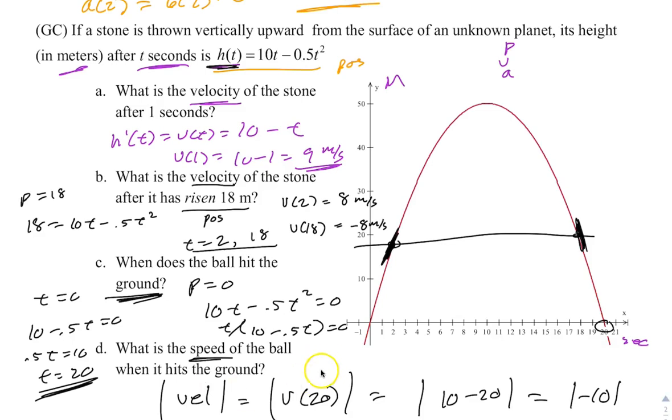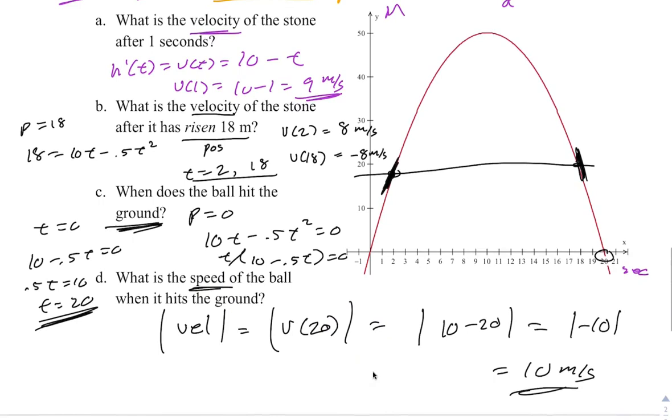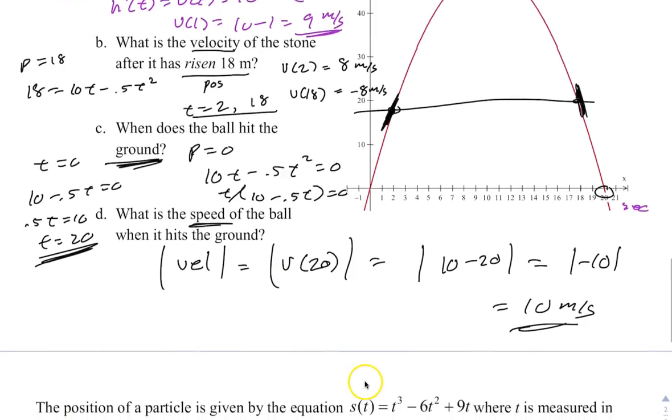So again, the velocity at 20 was going down, like negative 10 meters per second, but speed doesn't care about that. Speed just cares about how fast you are going. So there's that idea. So one last one.